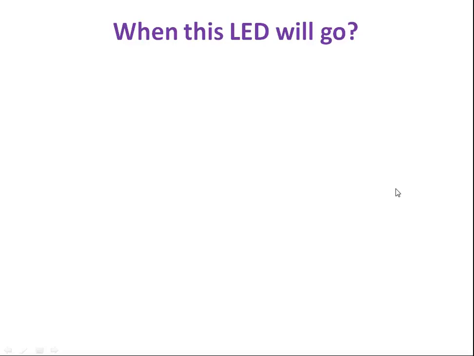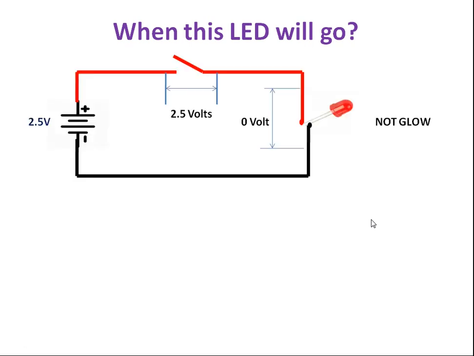Let us see the ideal and practical characteristics of a diode. Consider this example: when will this LED glow? I have a 2.5 volt battery source. The switch is in open position, so the LED will not glow. The voltage across the LED will become 0. The entire applied voltage will be applied across the switch.